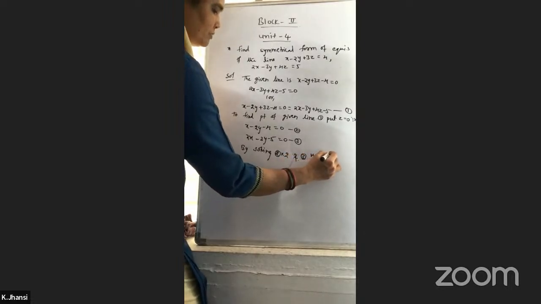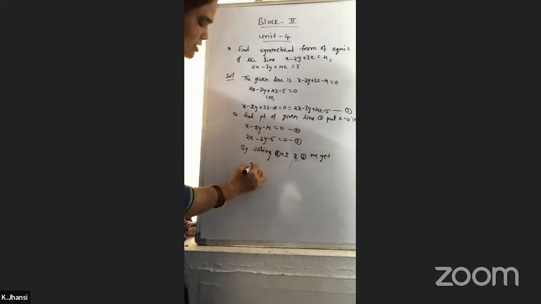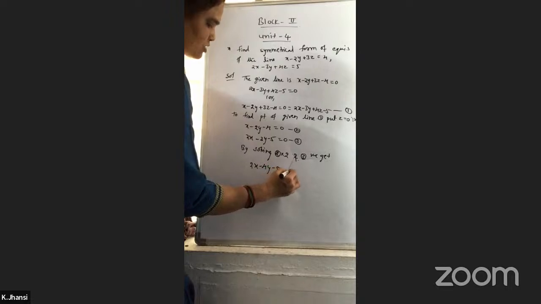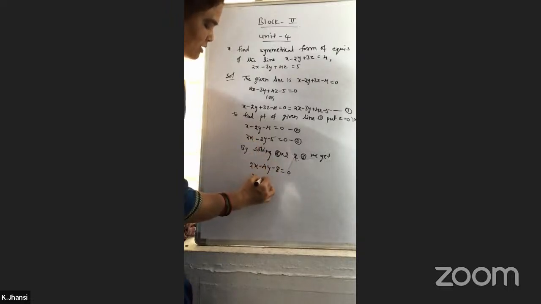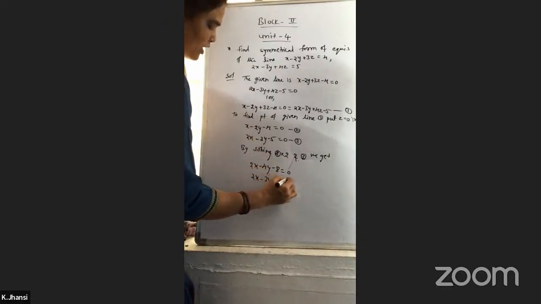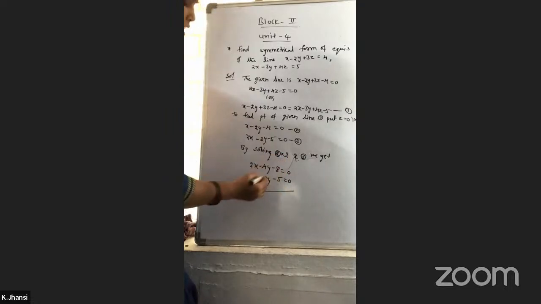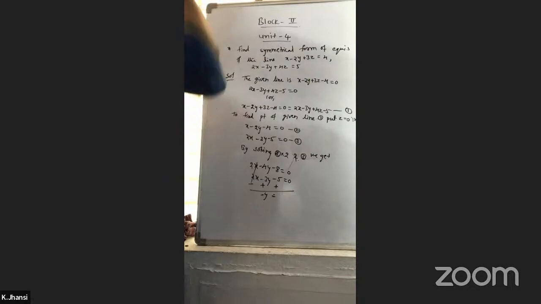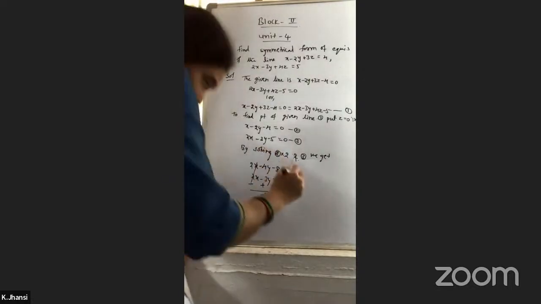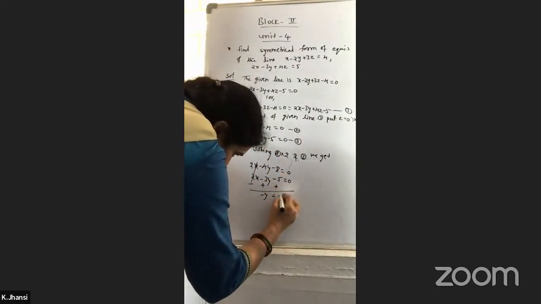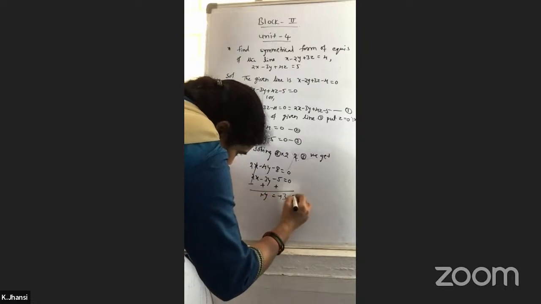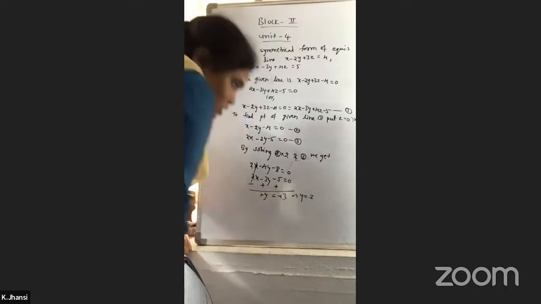We get 2x minus 4y minus 8 equals to 0. This is 2x minus 3y minus 5 equals to 0. Subtracting, this is plus and this is plus, so both will get cancelled. It is minus y equals to minus 8 plus 5, so minus 3. Both minus signs will get cancelled, implies y is equals to 3.